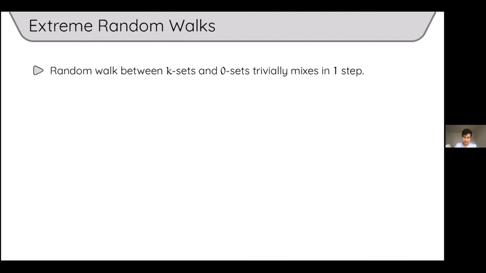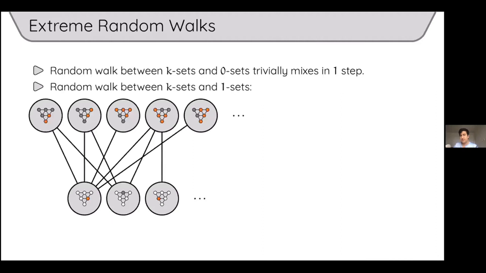Okay, so the random walk between k sets and 0 sets mixes in just one step, but of course it's not algorithmically implementable, because you have to consider all possible configurations when you're going back up from the 0 set to k sets. There are exponentially many of those. So even though this is not algorithmically useful, it still turns out to be useful for the analysis. Not this random walk, because this is very trivial, but the slightly less extreme version of this random walk.